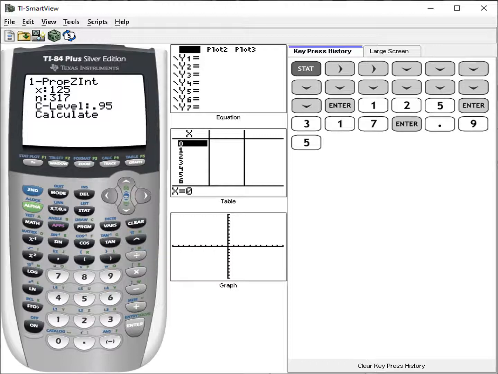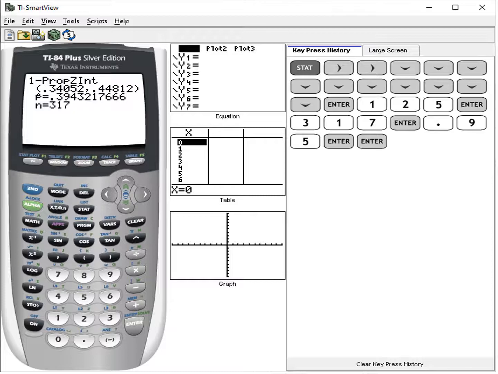The tricky part is sometimes that x, because sometimes you're told 125 out of 317, but sometimes you're told something like 50% out of 300 people. In a situation like that, we have to do a little bit of work. What is 50% of 300? It's 150, and then we plug that number in for x. So again, x is never a percentage. That's a common mistake. x is always the number of people in our sample that have whatever it is we're interested in.